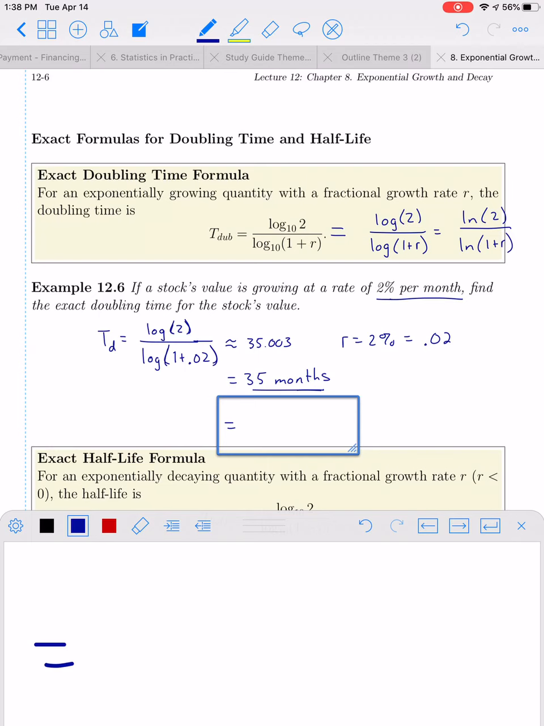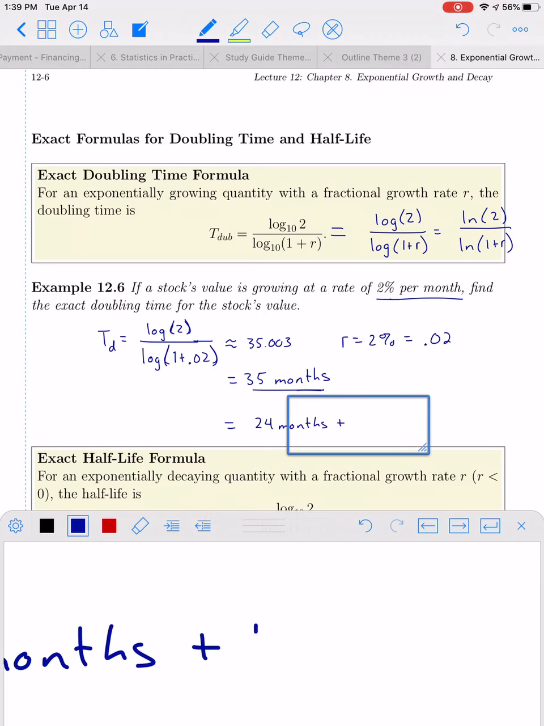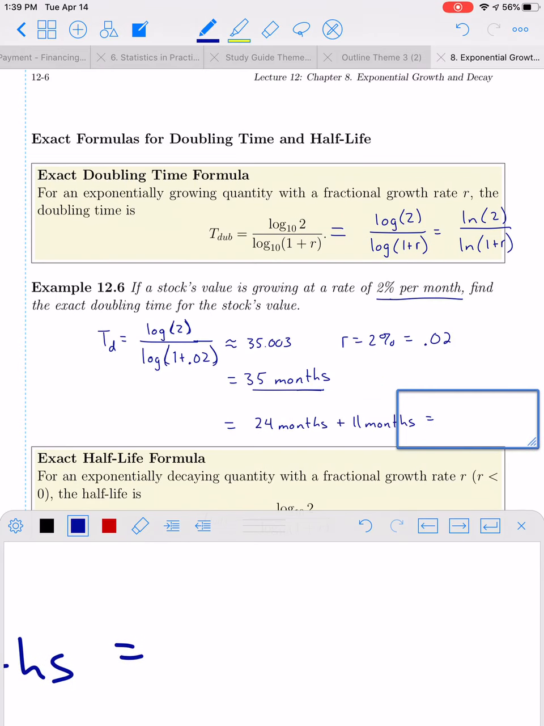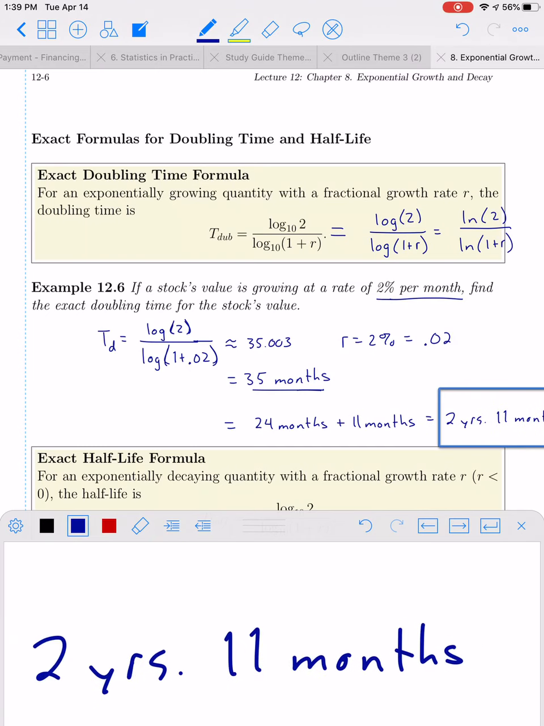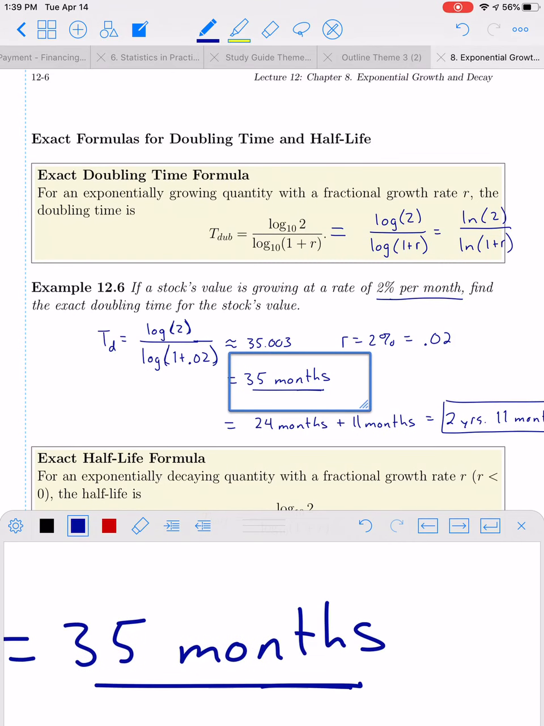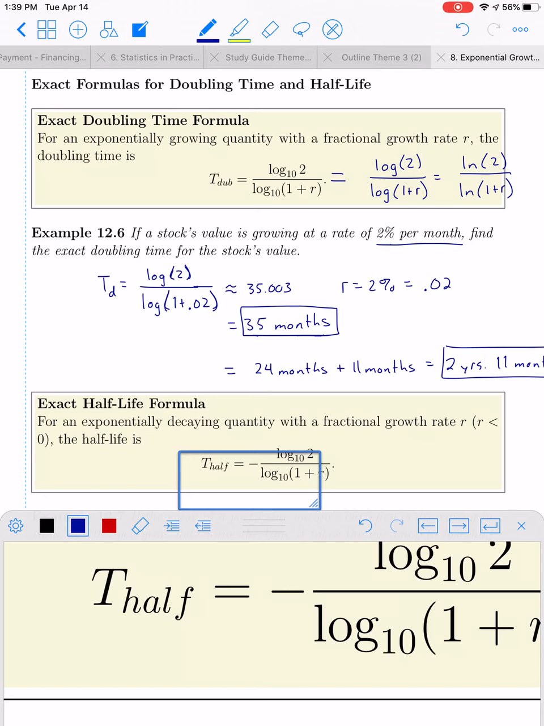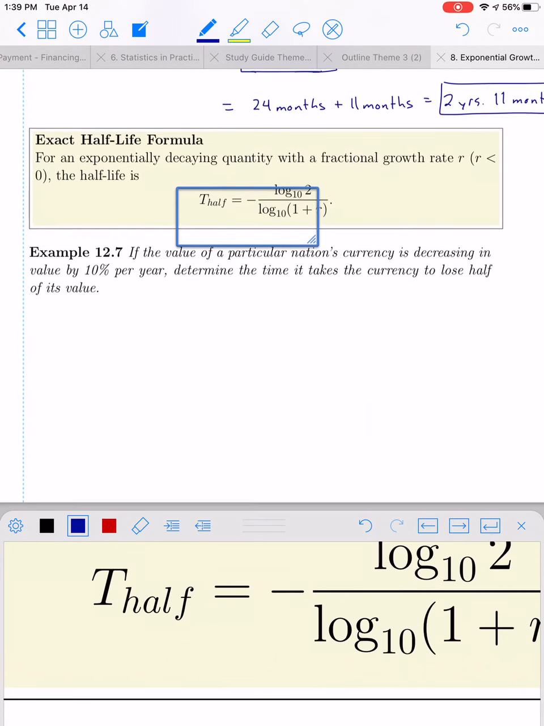conventional about how we express this, that's 24 months, which is 2 years, the largest factor of 12 that goes into 35, plus 11 months to get to 35. So that's 2 years and 11 months, just in case we needed to convert that to this form. 2 years and 11 months. If we weren't asked to convert it that way, then this one's just fine. Either of these works. So that's our doubling time. In 35 months, the value of that stock will have doubled. So 2 years and 11 months, that stock will double.